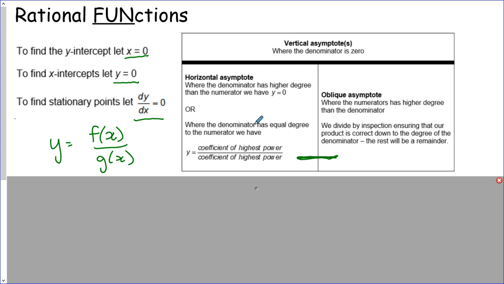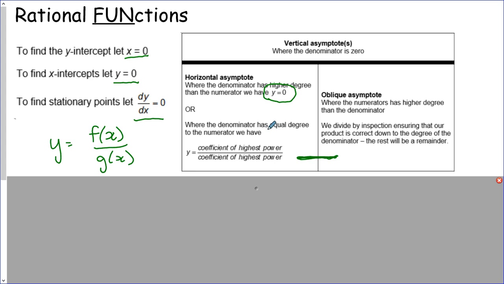All right, the horizontal ones are very straightforward. If we've got a higher degree on our denominator than on our numerator, then the denominator dominates, is the word I'm looking for, as x gets very, very large. And so basically we'll get a horizontal asymptote of y equals 0.